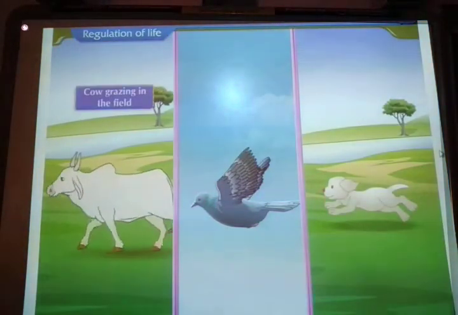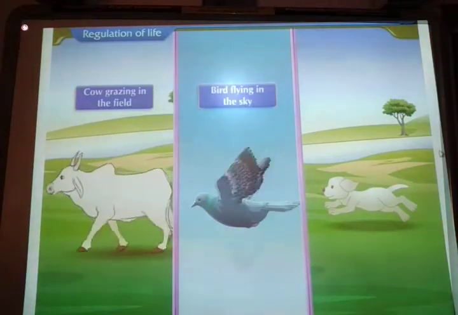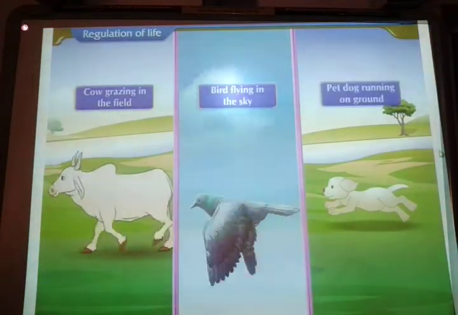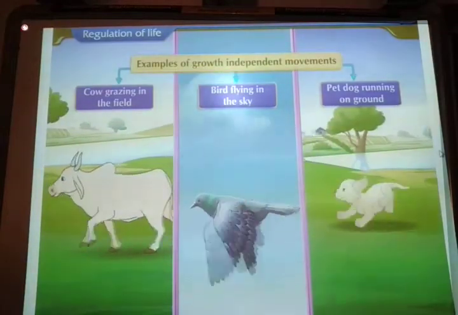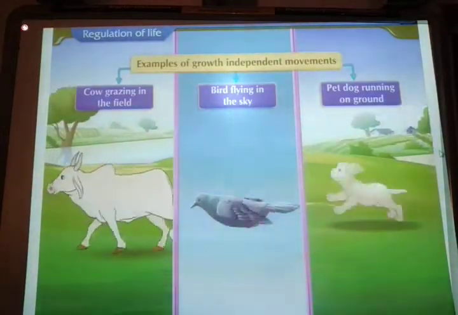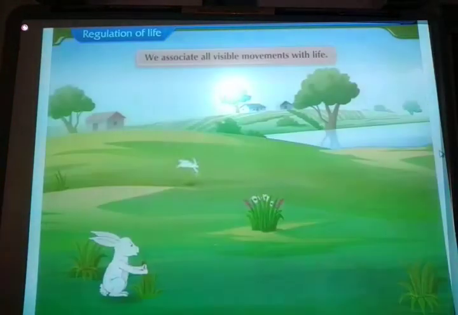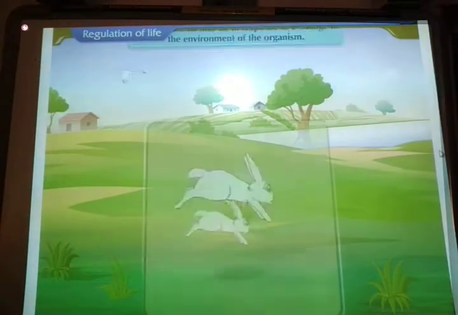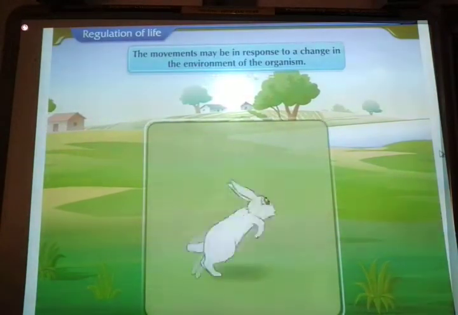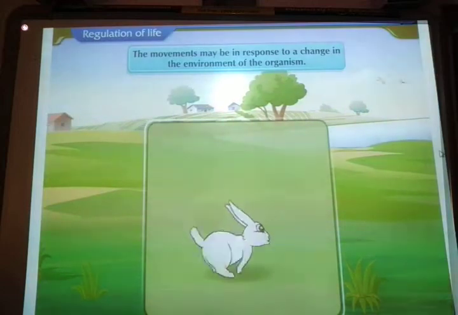A cow grazing in the field, birds flying in the sky, or your pet dog running on ground are all examples of growth-independent movements. We associate all visible movements with life. The movements may be in response to a change in the environment of the organism.